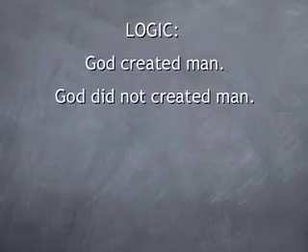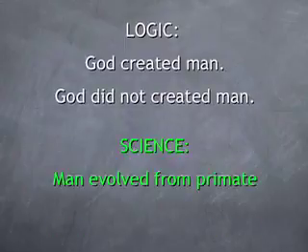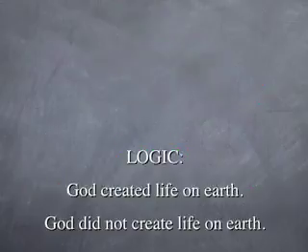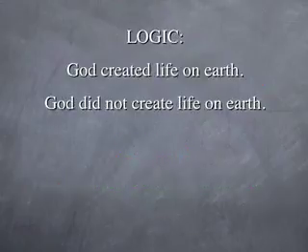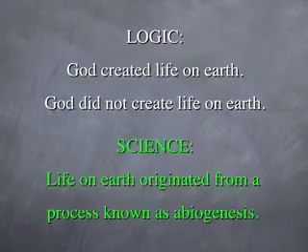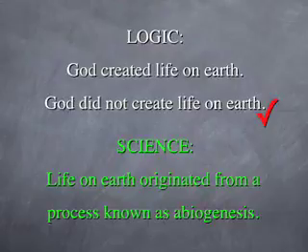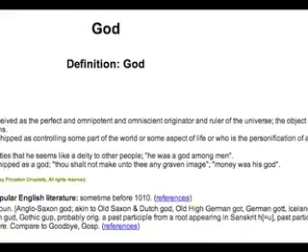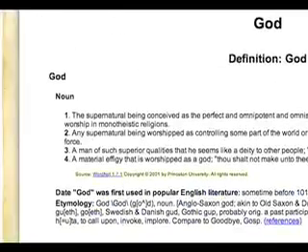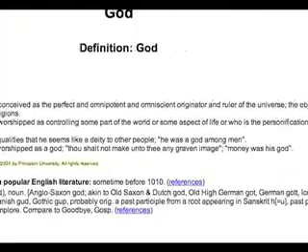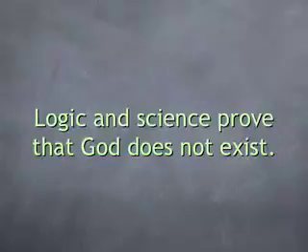In conclusion, the laws of logic state either God created man or he did not. Science says he did not. Logic states that either God created life on Earth or he did not. Science says he did not. The laws of non-contradiction state that free will and fate cannot simultaneously exist. Therefore, the previously defined God is proven to be non-existent in the form in which we define it. Also, therefore, logic and science prove that God does not exist.